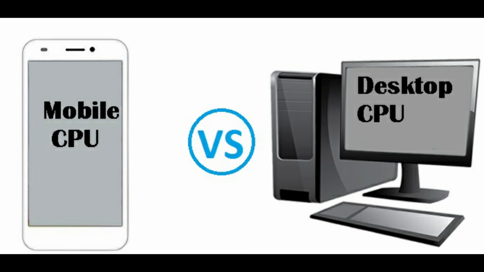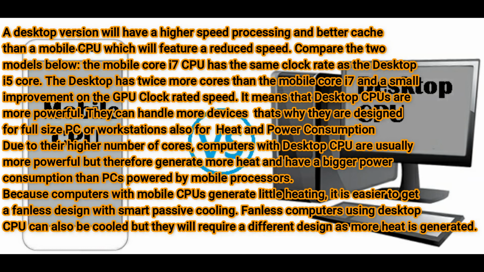The mobile Core i7 CPU has the same clock rate as the desktop i5 core. The desktop has twice as many cores as the mobile Core i7 and a small improvement on the GPU clock rated speed. It means that desktop CPUs are more powerful. They can handle more devices, that's why they are designed for full-size PCs or workstations, and due to their higher number of cores, computers with desktop CPU are usually more powerful but therefore generate more heat and have a bigger power consumption than PCs powered by mobile processors.